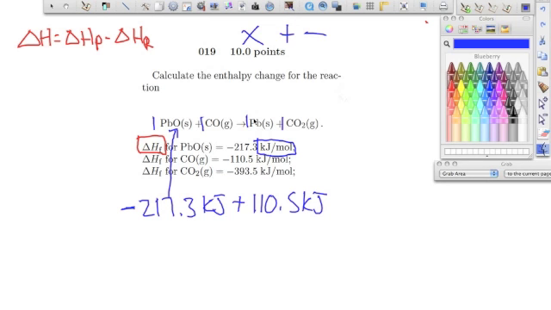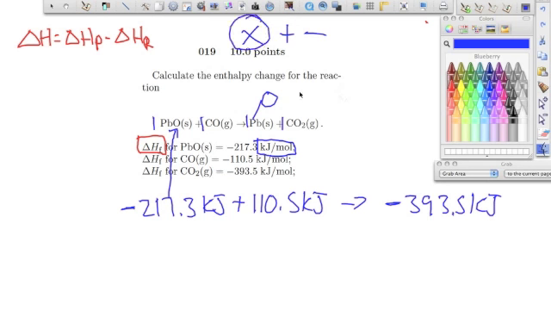Okay, and then we come over here and we see that we have lead. Now the only thing we have to remember is the heat of formation for any element is always 0. So this is just going to be 1 times 0, which is 0. Okay, so our only product is carbon dioxide, which we have 1 times its value, which is negative 393.5 kilojoules. Okay, so we went ahead and multiplied.